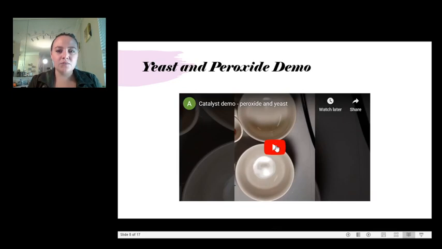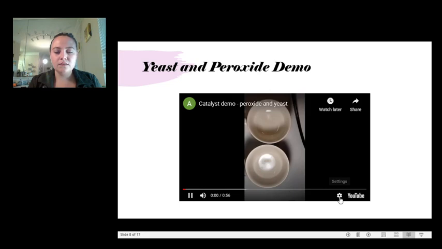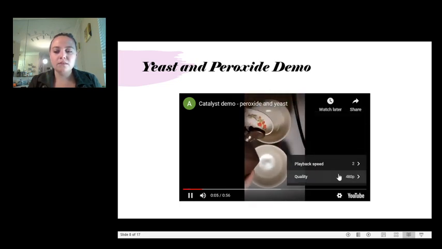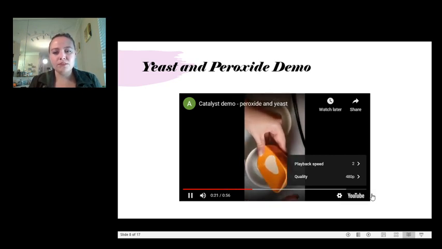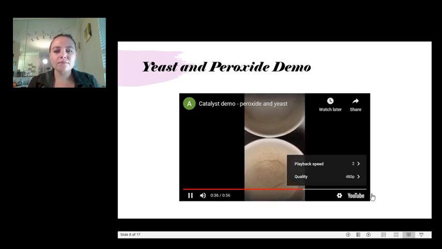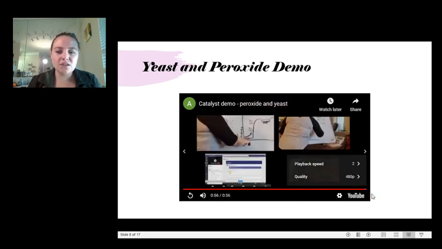So now we're going to look at another demo. This says yeast and peroxide. So that's yeast that I'm dumping into that cup. And we see the one with the yeast forms bubbles, and the one without the yeast does not. So let's talk about what's going on here.